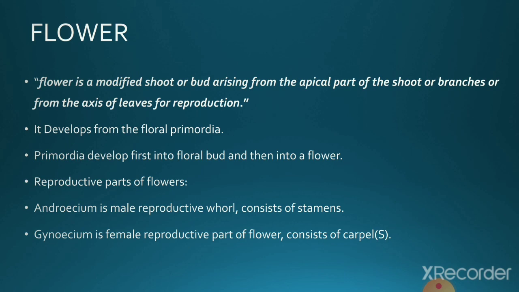As we have already discussed, of the parts of the flower, androecium is the male reproductive whorl consisting of the stamens. Gynoecium is the female reproductive part of the flower, which consists of carpels or pistil. The carpel may be one or many.